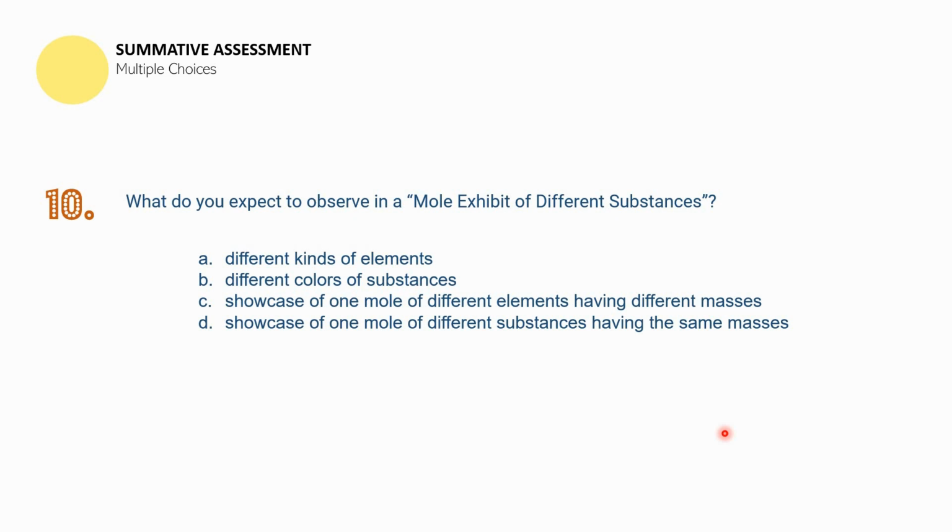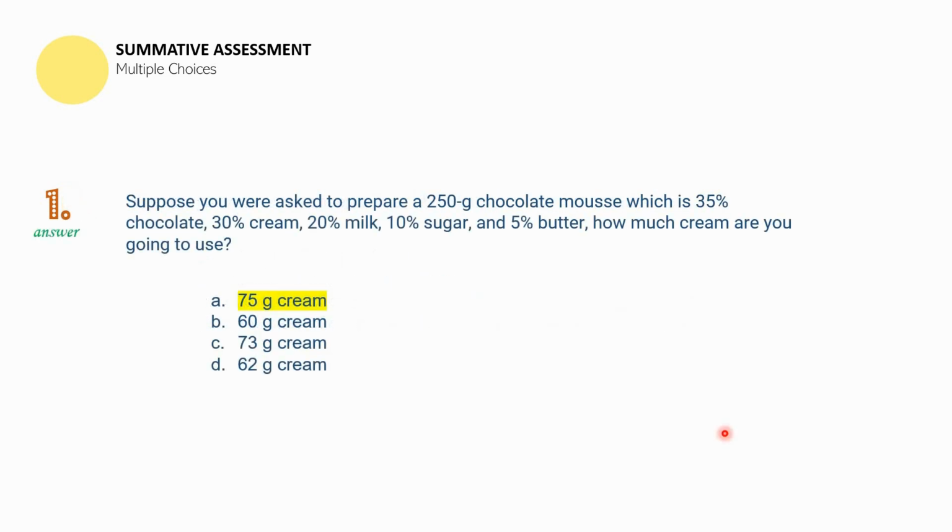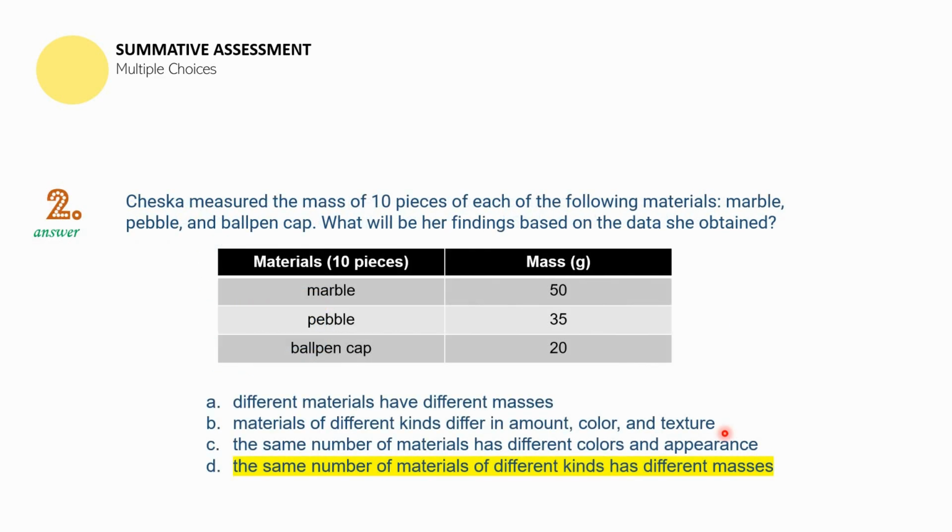If you have decided to continue, let us proceed with the answers. Okay, let's begin with question number 1. The answer is A. 75 grams cream. The answer to question number 2 is B. The same number of materials. So all of them are 10 pieces of different kinds. So may marble, may pebble, and bulb and cap. They have different masses. So 50, 35, and 20. Those are our readings for the masses of these materials.